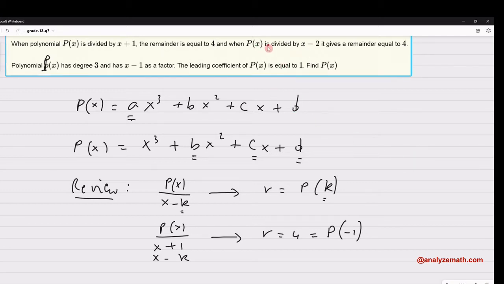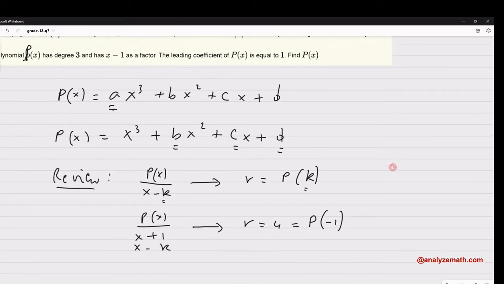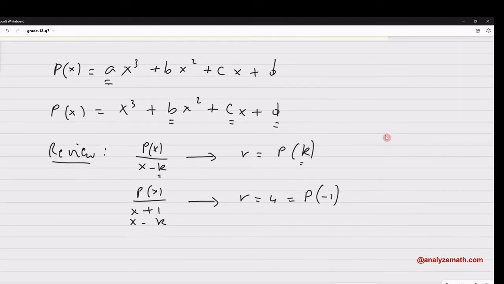The second piece of information: when p of x is divided by x minus 2, the remainder is 4. So p of x divided by x minus 2, the remainder is equal to 4. According to the theorem, it is p of 2, k equal to 2. This is k, x minus k, so k equal to 2.